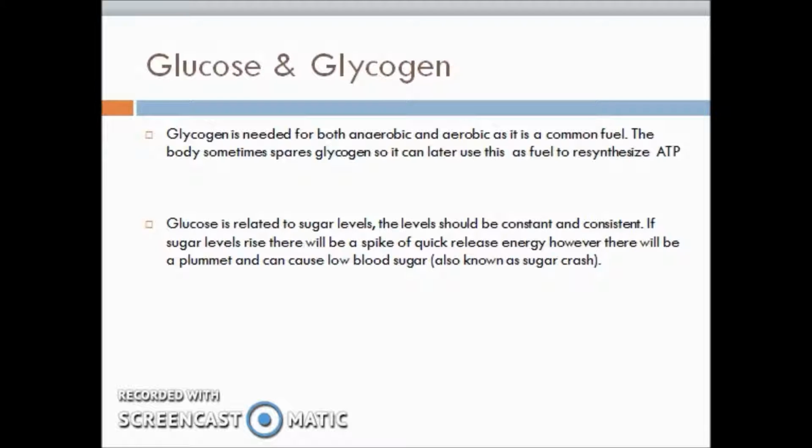And then glucose, on the other hand. Glucose is related to the sugar levels in the blood. They should be consistent and constant. If sugar levels rise, then that will cause a spike of quick energy. However, there will be a plummet, and that will cause what is known as a sugar crash. The way you spike is by taking food or drinks, such as energy drinks or chocolate bars. That's a really quick release energy. But eventually, as I said before, you do have the crash.